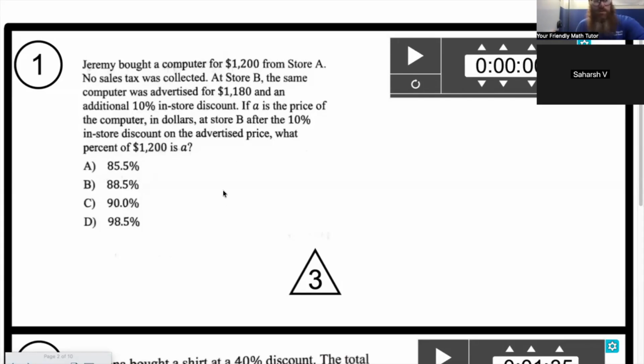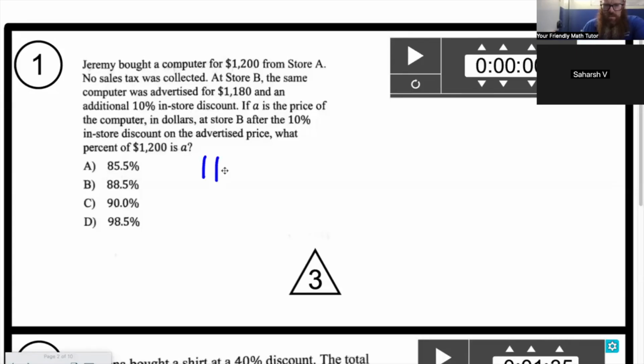Okay. All right. So let's take a look at this one. He bought this computer for 1200 from store A, and then at store B, the same computer was advertised for 1180 at an additional 10% in-store discount. So A is the price of the computer at store B.